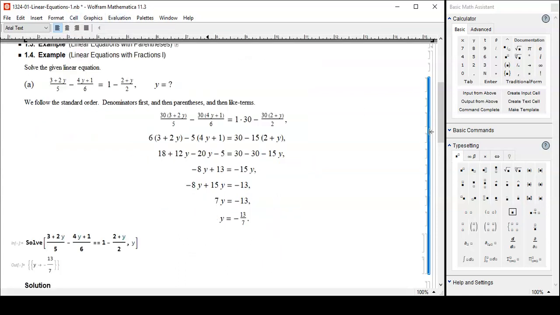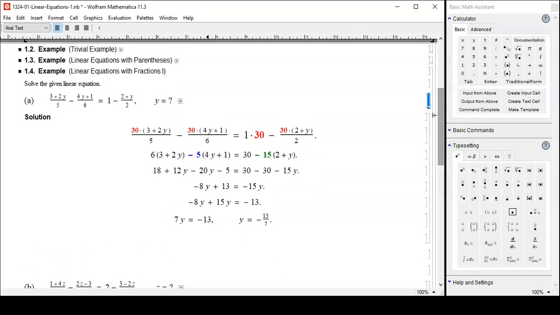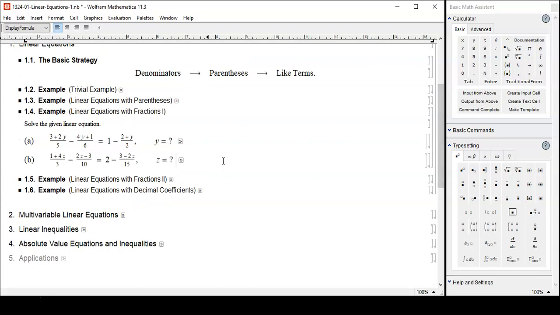Let's see, what do I have here? Yes, the very same process, negative 13 over 7. Let's see, do I have time for one more problem? Okay, all right. Let's go ahead. Stop the playback and try it on your own.